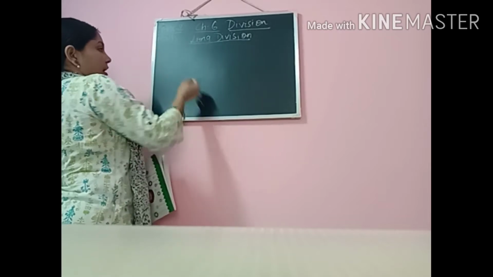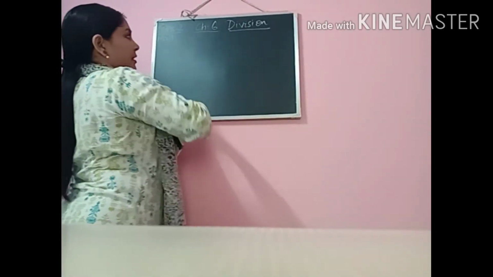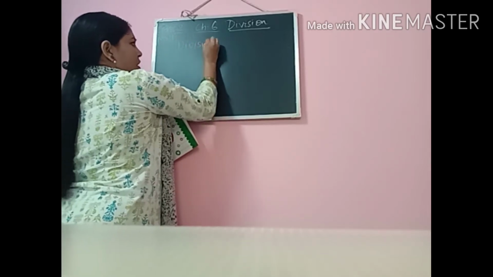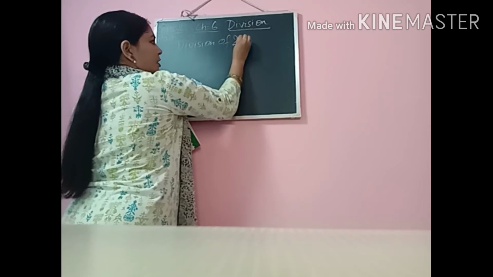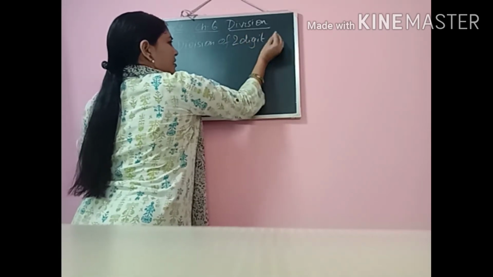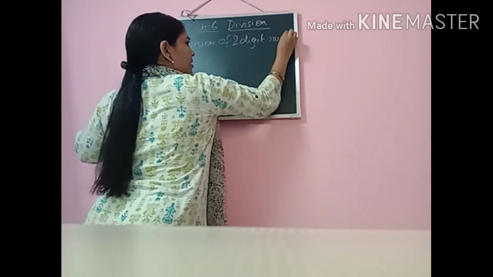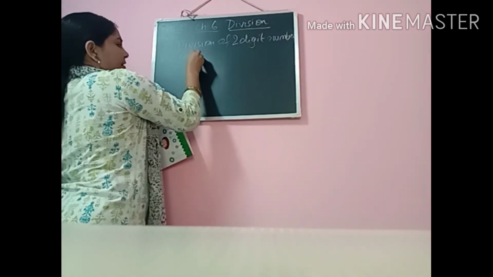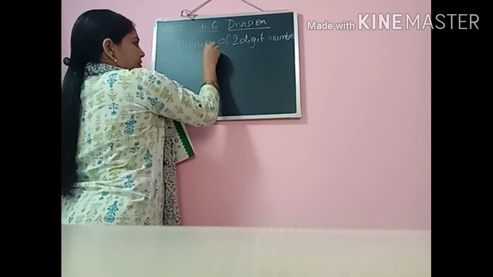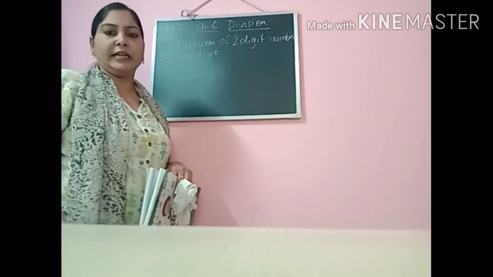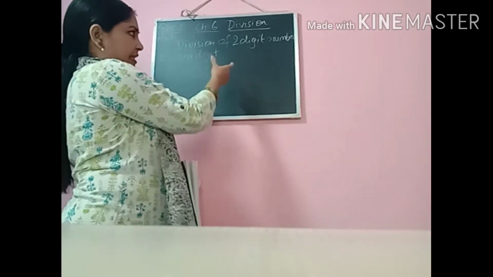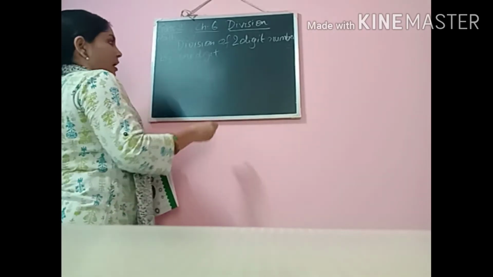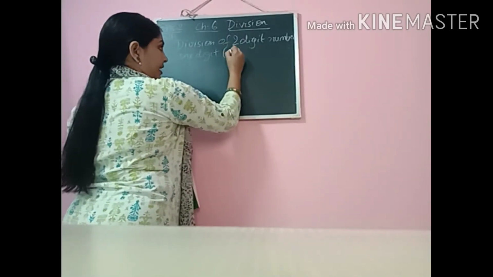Let's write here: division of two-digit number by one-digit number. Okay. The example we have just done was exactly the same, a division of a two-digit number by a one-digit number, and specifically without remainder.